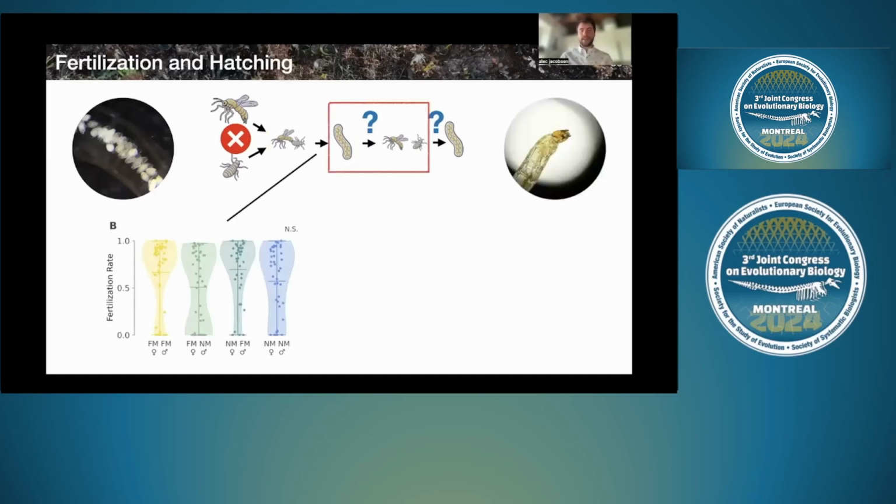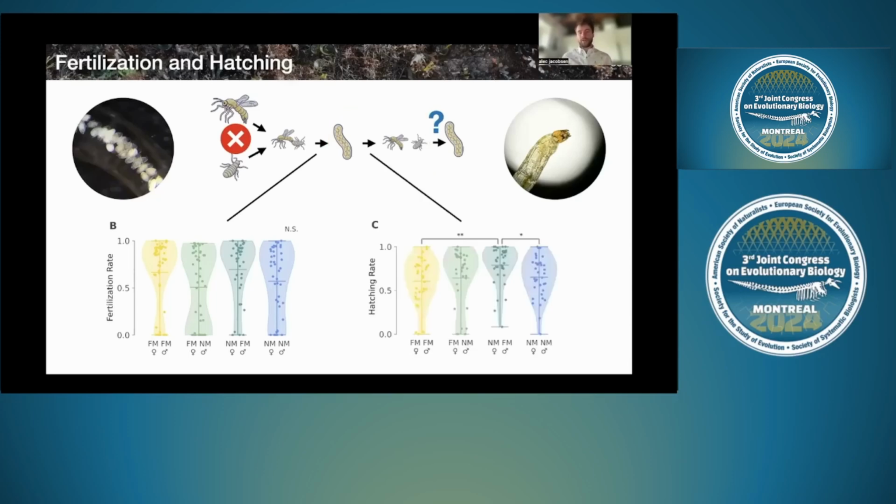Okay, so what about the next step? Maybe there's some sort of hybrid depression where the hybrid larvae don't survive or don't hatch as well. To check for this, we came back a few days later after counting the fertilized eggs, let the eggs hatch into larvae, and counted how many larvae had survived hatching. Our expectation is that the hatching rate for the between chronotype crosses would be lower if there was some sort of hybrid depression. But again, we don't find any evidence of that. In fact, we find the opposite trend to be the case. So we can also rule out a barrier to reproduction here. I'll come back to that last question mark in a few minutes.